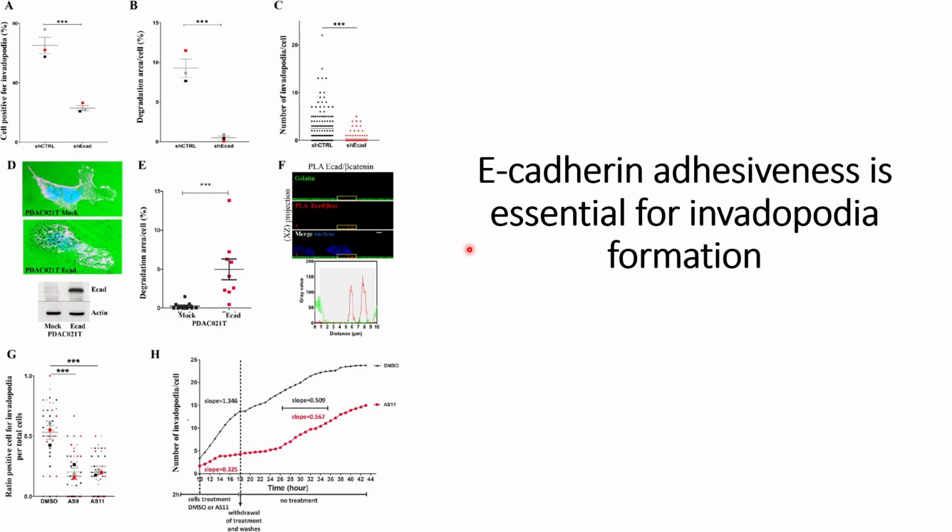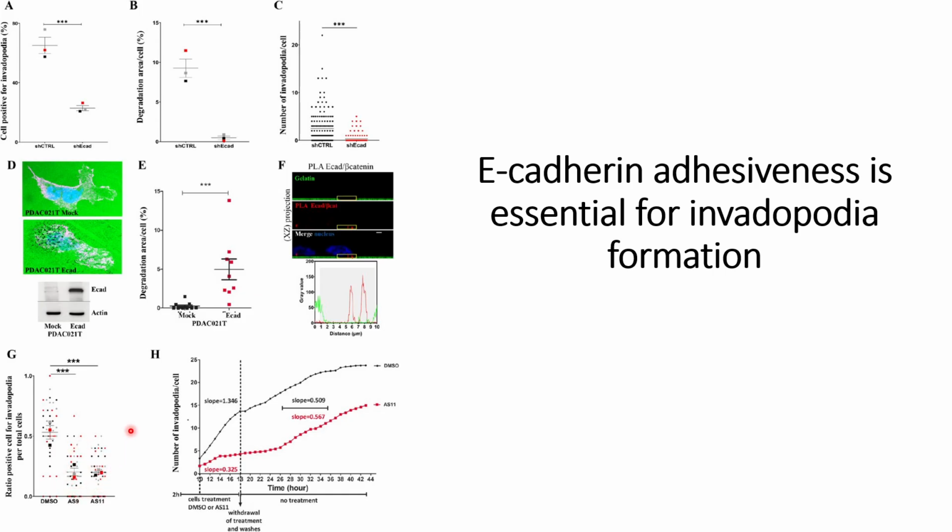Once validating that E-cadherin is interacting with beta-catenin, from the literature they found that there are two artificial inhibitors that prevent the interaction of E-cadherin with beta-catenin. They are AS9 and AS11. When they use these inhibitors, they see a decrease in the invadopodia-positive cells out of total cells compared to the control case where they use DMSO. These results are true for both inhibitors, AS9 and AS11.